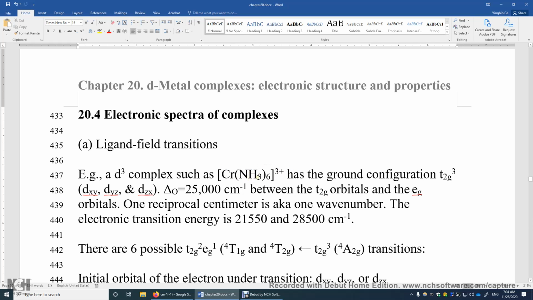This is because the oxidation number of one ammonia molecule is exactly 0, and overall there's a 3+ charge. That's just on chromium. Therefore, the oxidation number for chromium is 3. This is a d3 transition metal complex because the electron configuration of a chromium atom is 4s2 3d4.